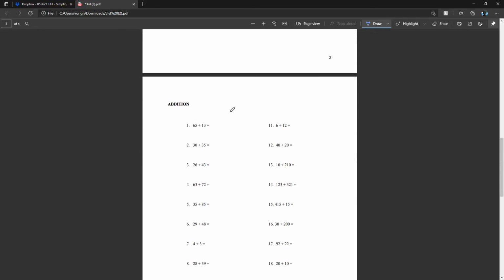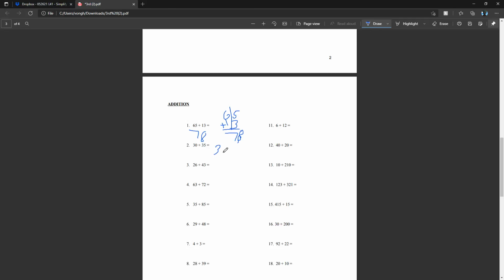Now we have addition. We have 65 plus 13. So here we have to add them by columns like this. So we have 5 plus 3 equals 8. And then 6 plus 1, and that's 7. So the answer is 78.